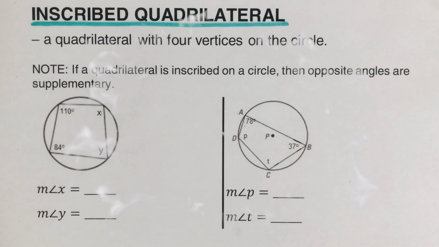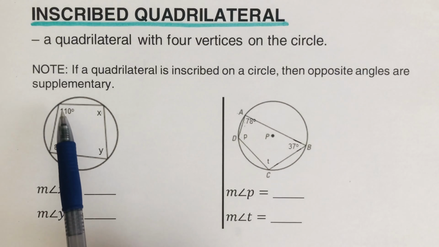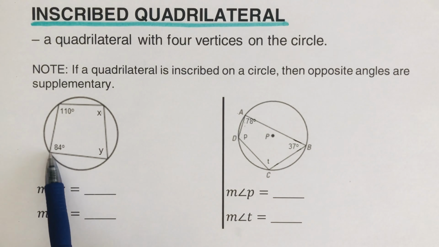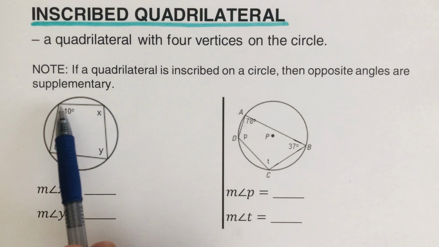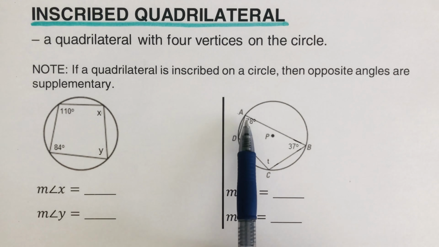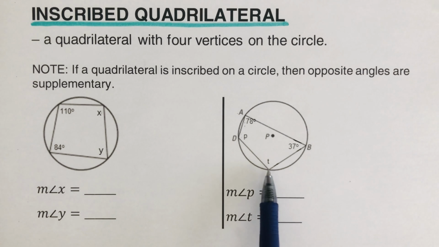Everyone, this video will focus on inscribed quadrilaterals. An inscribed quadrilateral happens when all 4 of its vertices are on the circle. So this quadrilateral right here, all 4 of the vertices are on the circle.